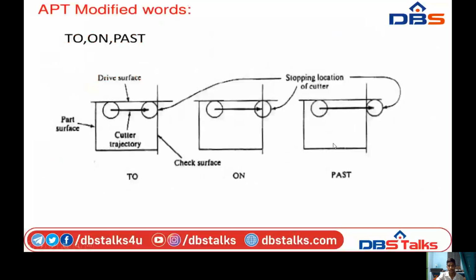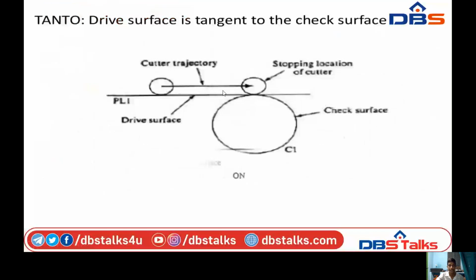After that, past. Past means it elongates from point B to outside. In this, I am showing the difference between the modified words on and past. Next, tan to. Tan to is nothing but drive surface is tangent to the check surface. Drive surface shows the side part of the machine tool. Check surface acts like a barrier and stops the forward motion of the machine tool.